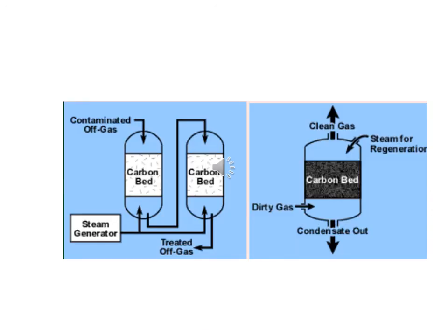You can see the systematic arrangement of the adsorption bed, or adsorber. Here we can see the second figure. A carbon bed is provided as the adsorbent. The dirty gas is inserted at the bottom of the chamber and passes through that carbon bed, and we will get the clean gas at the top.